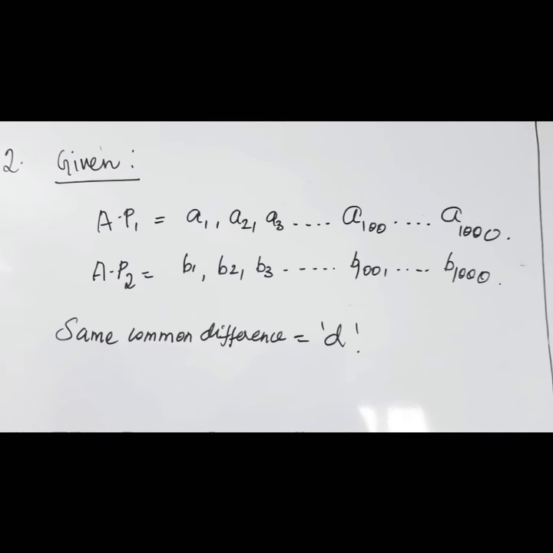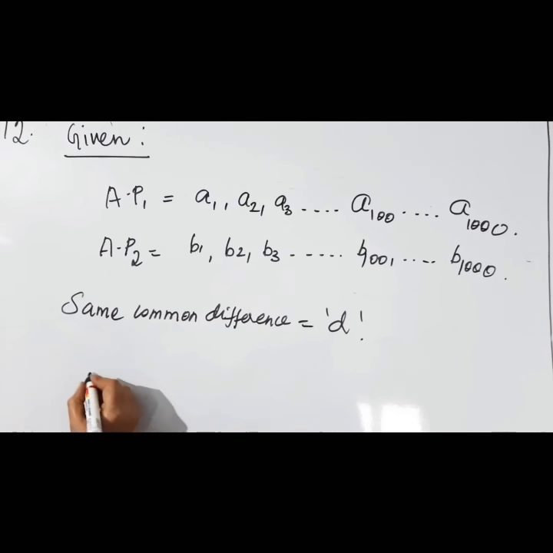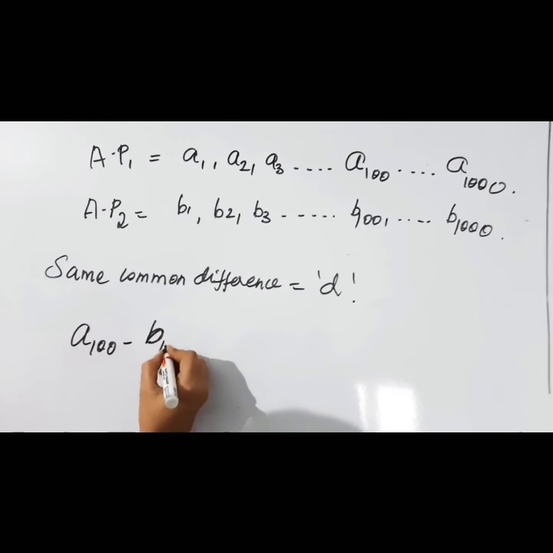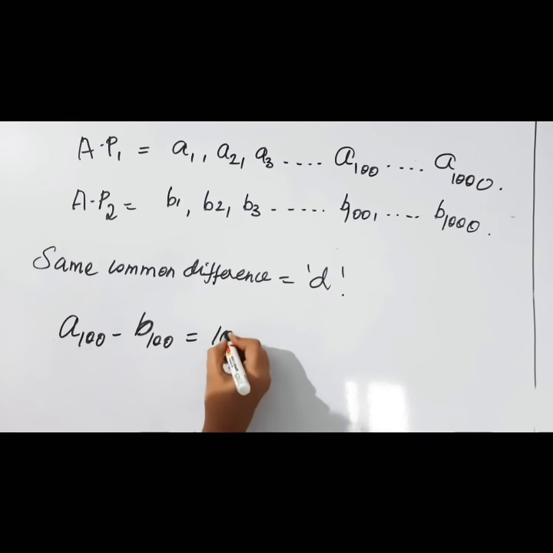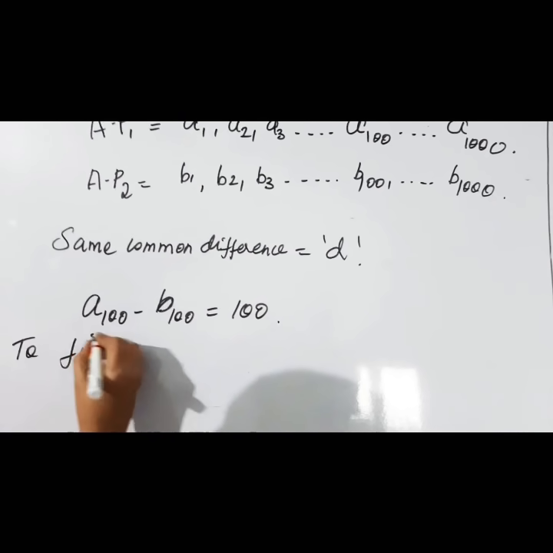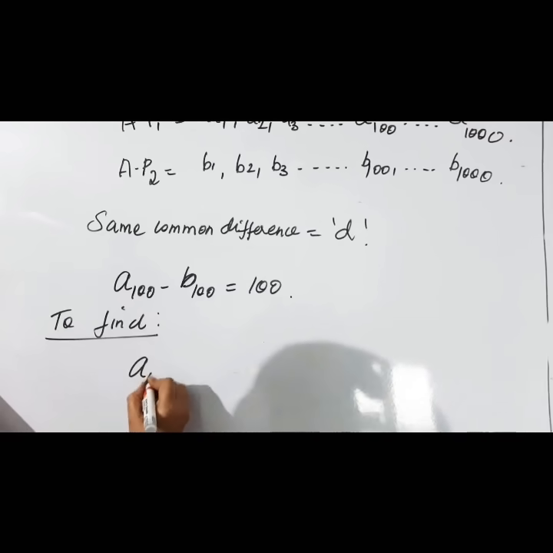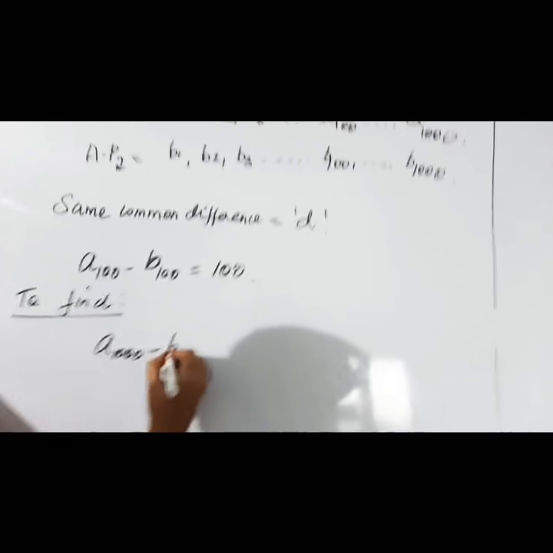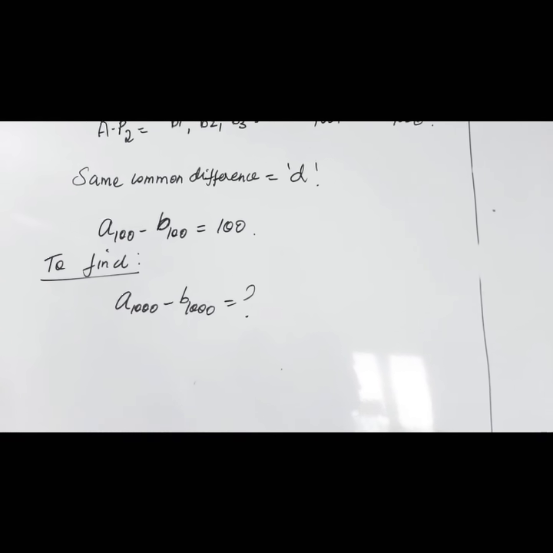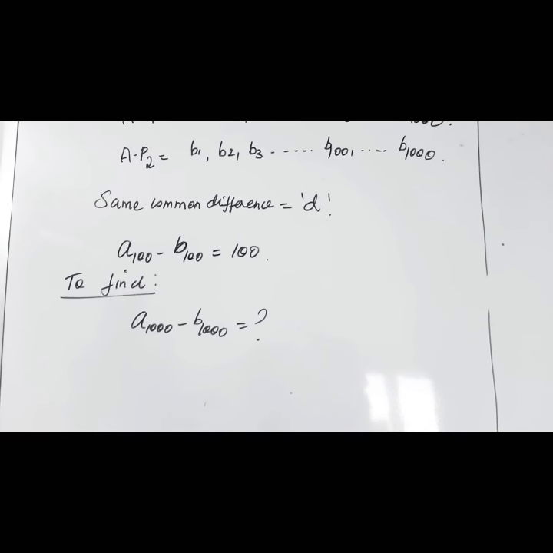Now what do we want to find out? And one more thing is given. What is that? The difference of its 100th term is 100. What do we want to find out? We want to find out the difference between the 1000th term. We need to find out what may be the difference between the 1000th term.